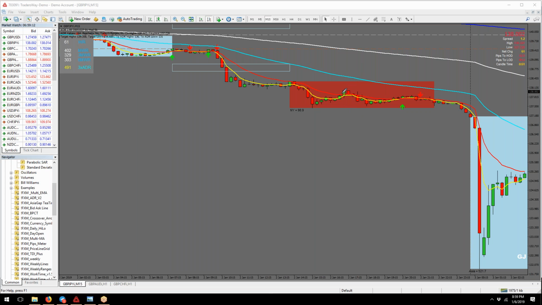If you had waited to get out right here, instead of making your 50 points, you had to enter right here. You still would have made 107 points. Let's just keep it an even 100. If that's the only trade you took all week on this pair, because that was the only setup, you're going to be highly profitable every week, week in, week out.